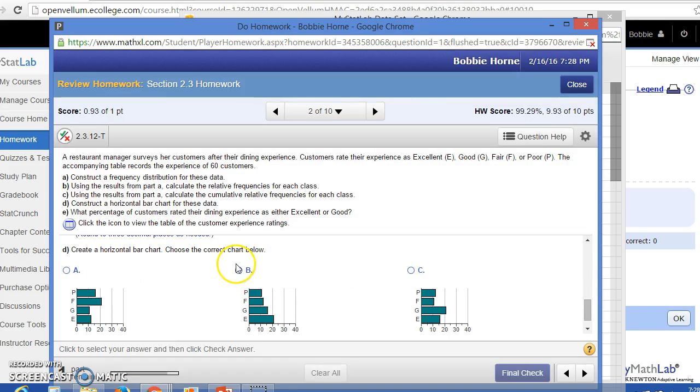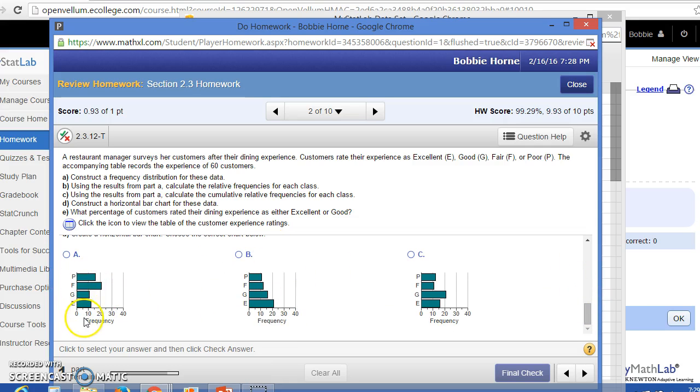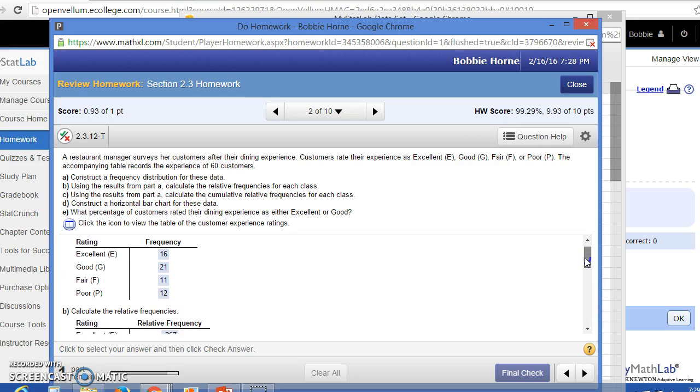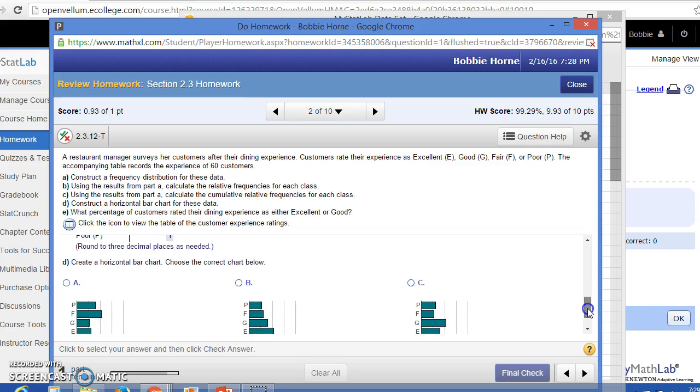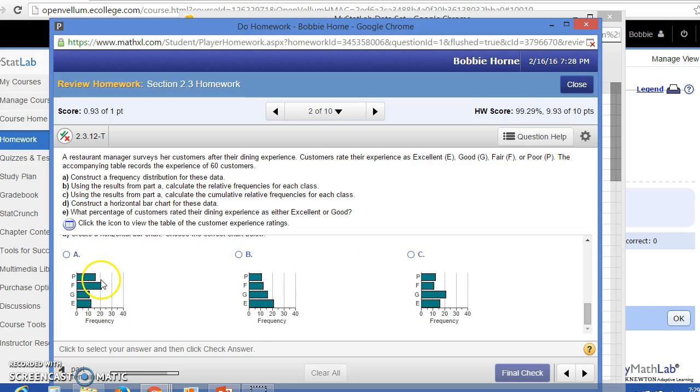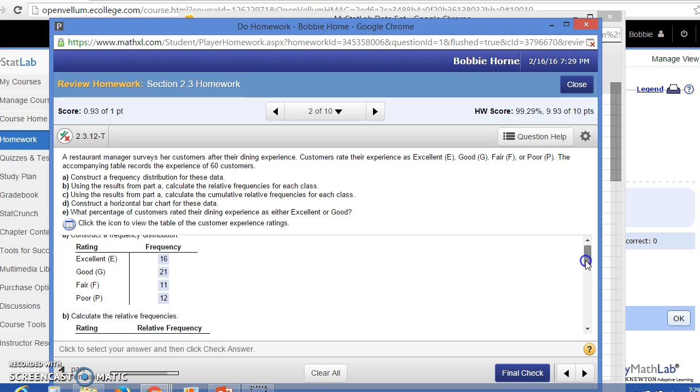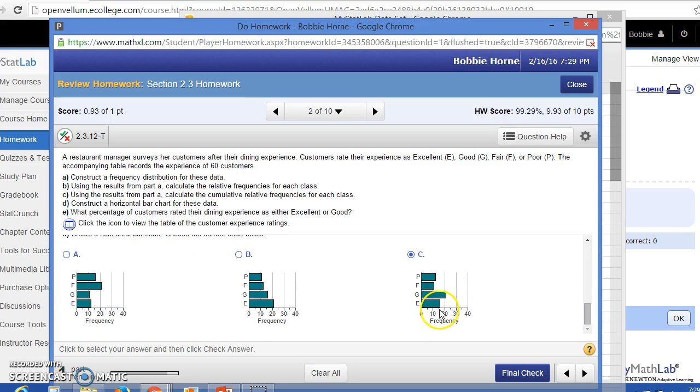Okay, and the next one, it says create a horizontal bar chart. Choose the correct chart below, and we have the frequency. So we need to go back to frequency and look at our numbers. Excellent is 16, 21, 11, and 12. So let's see which one is 16 for excellent. That one is a little bit under 15. This one is over 21, and this is the only one that has 16 for excellent, so we know that has to be the correct one. Remember, we started out with excellent, which is E. There's 15, there's 16.